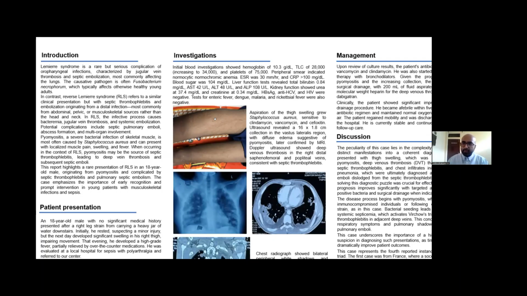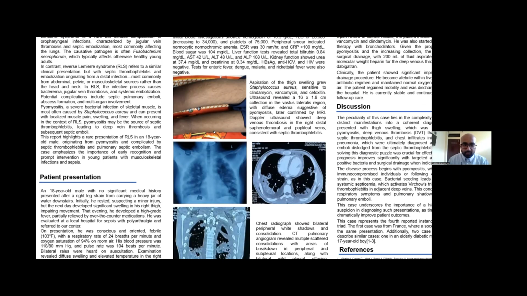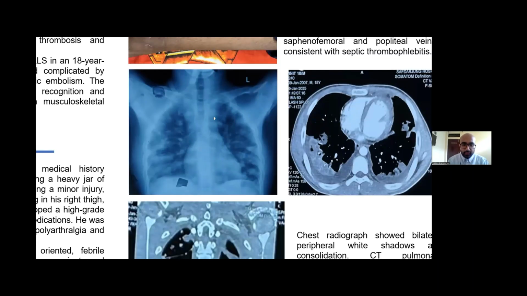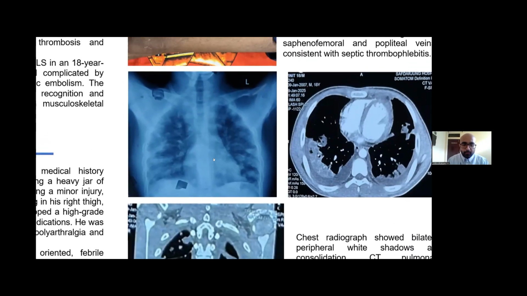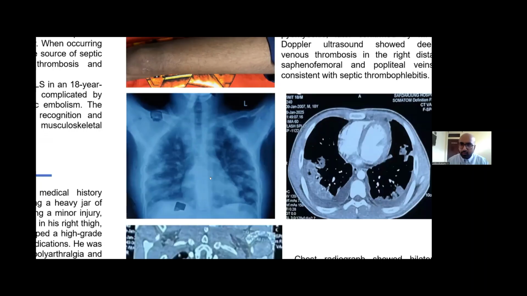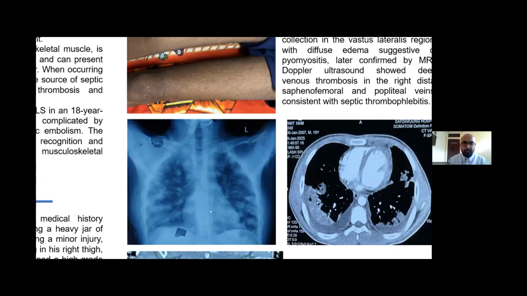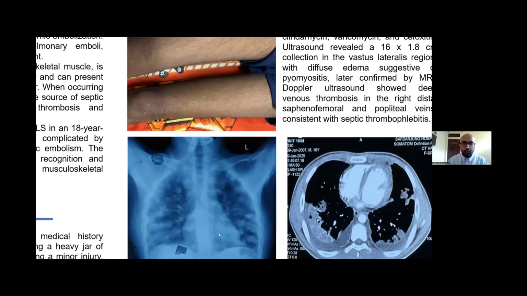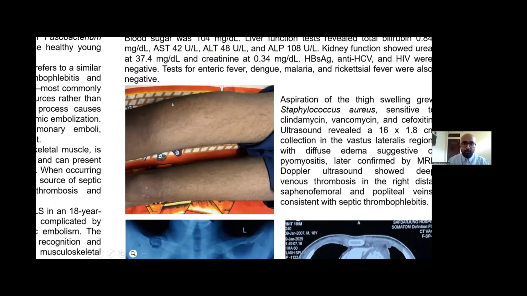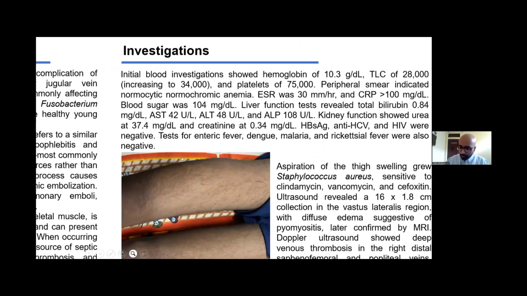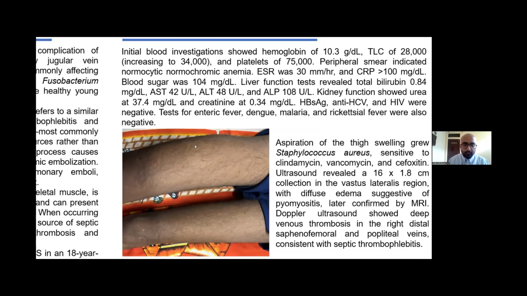So we first went ahead and got his X-ray done, and this was his X-ray. The X-ray was showing bilateral white opacities, which looked a bit like consolidation. So our initial clinical diagnosis was right thigh abscess with pneumonia with hypoxemic respiratory failure. When the labs came, his total leukocyte count was also elevated. It was almost 34,000.